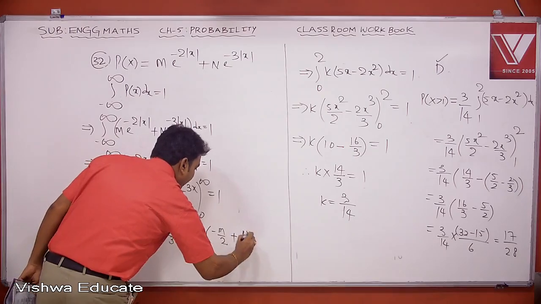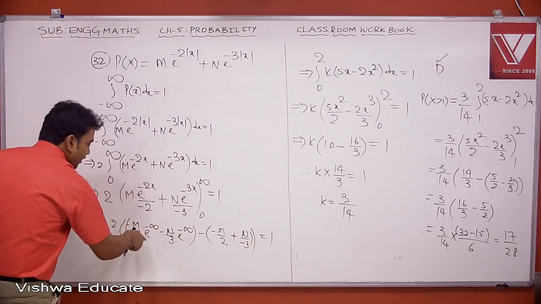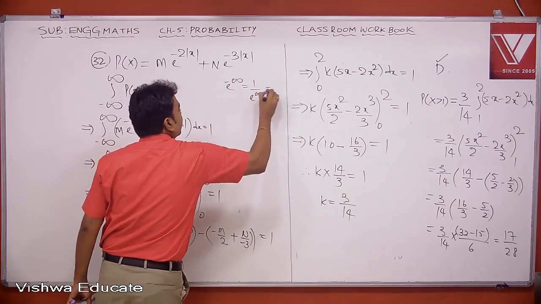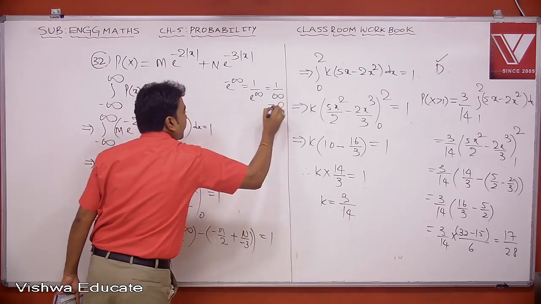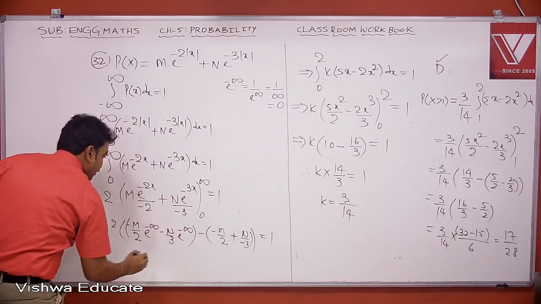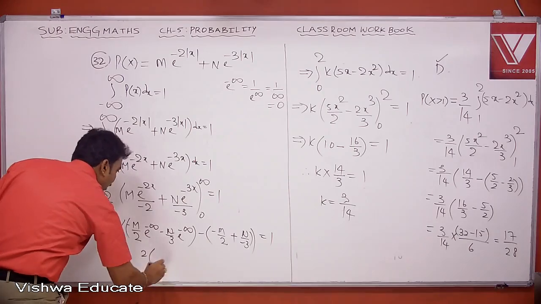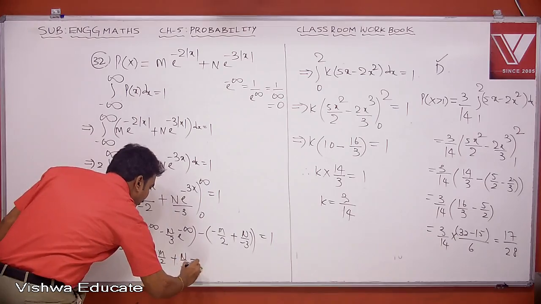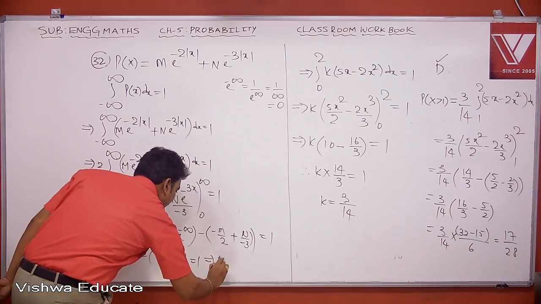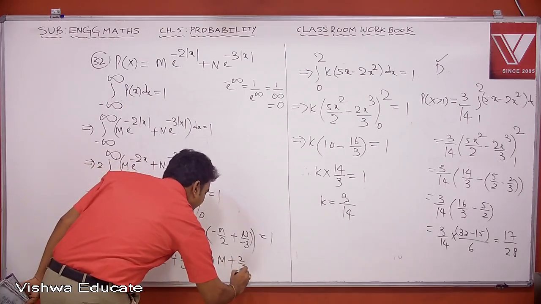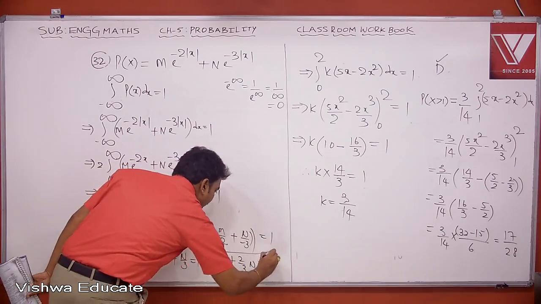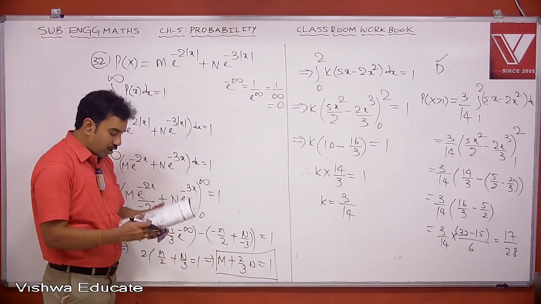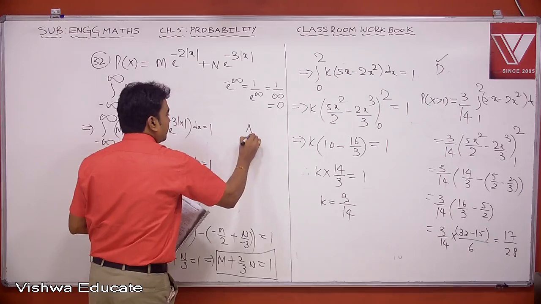This is n by 3 equal to 1. e power minus infinity means it is 1 by e power infinity. So this is 1 by infinity, but 1 by infinity is 0. So this and this will be 0. This implies 2 times minus of minus plus. So 2 into m by 2 plus n by 3 equal to 1. So this implies m plus 2 by 3 into n equal to 1. So the equation relating m and n is m plus 2 by 3 into n equal to 1. So it is option A.